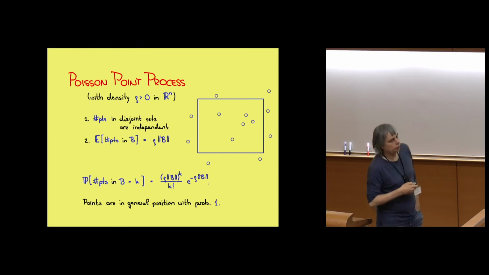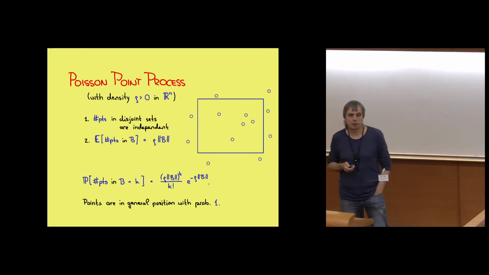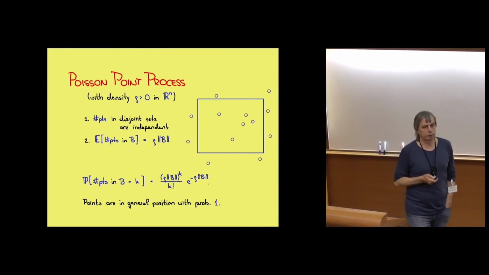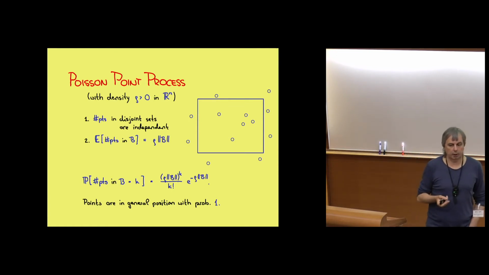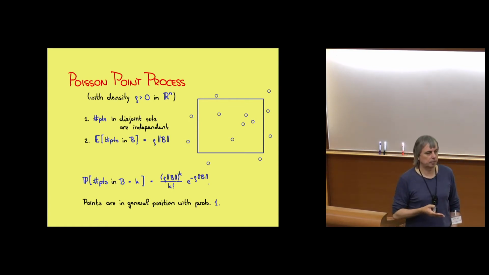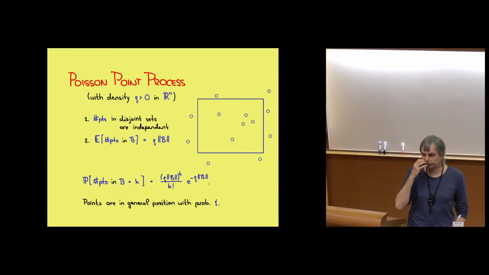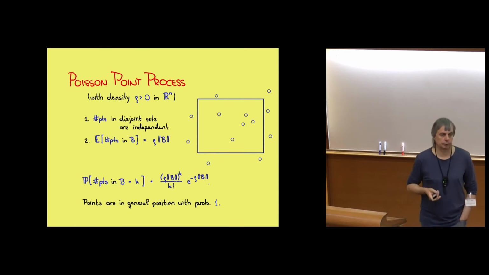One thing that I'm going to use is that with probability 1, the points are in general position, which means that the Delaunay triangulation is actually a simplicial complex, and that the interval structure that I talked about is well defined. If it's not in general position, then I have trouble with this, and then we usually work with perturbations in this case.